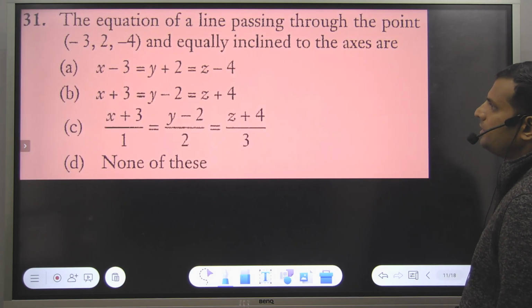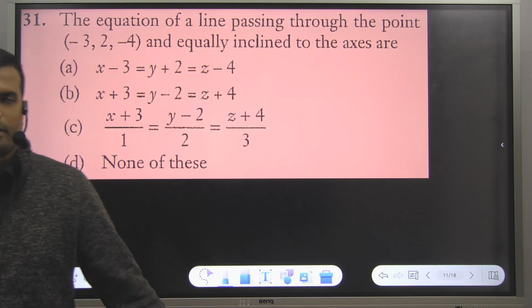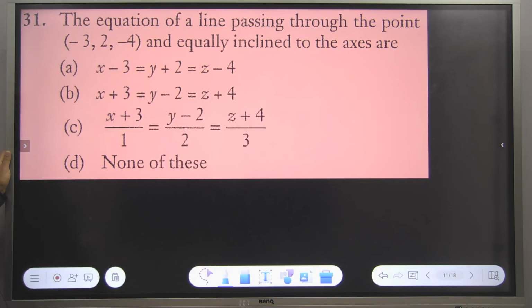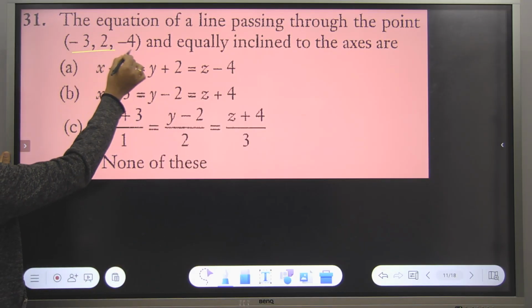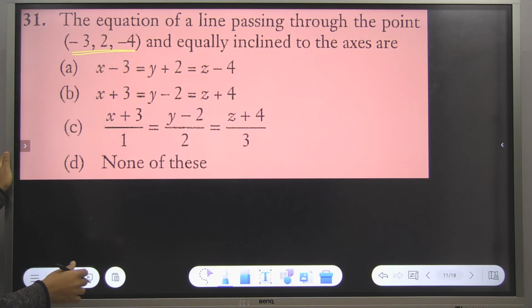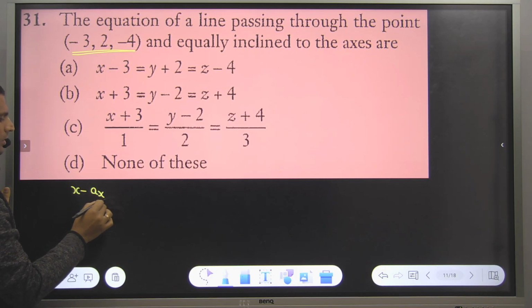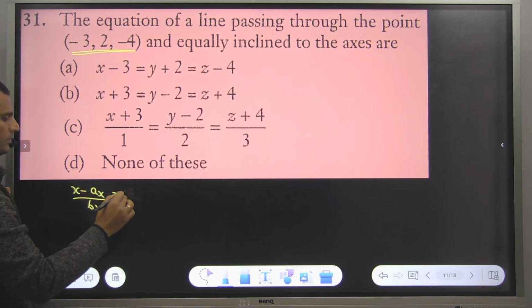Okay, shall I move on to the next one? Equation of a line passing through this point and equally inclined to the axes. So x minus ax by bx.